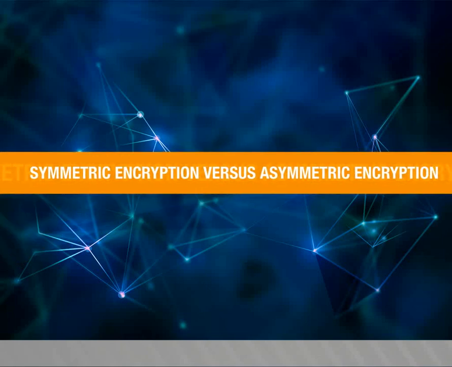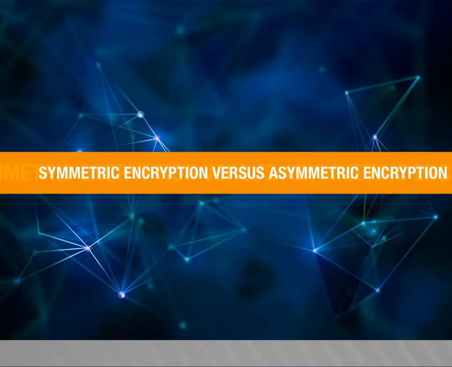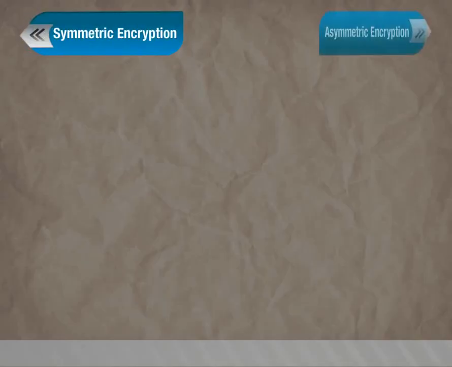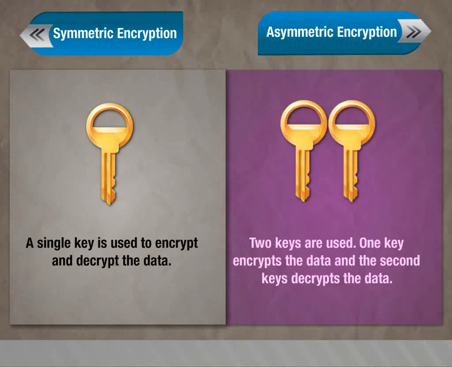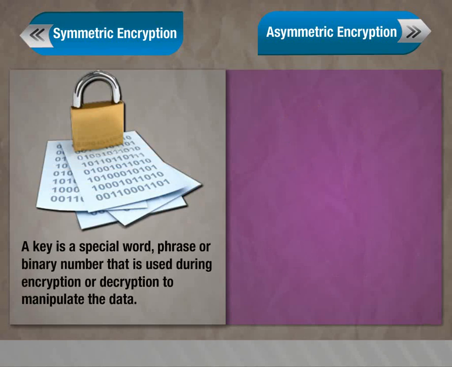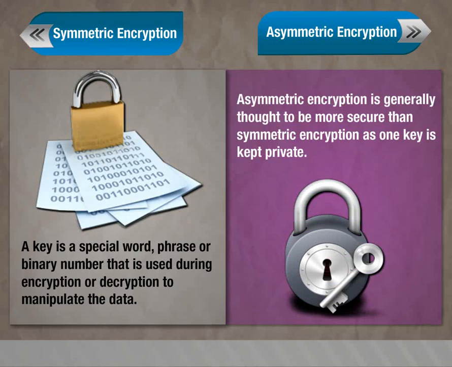Symmetric encryption versus asymmetric encryption. In this video, we are going to see about symmetric encryption versus asymmetric encryption. In symmetric encryption, a single key is used to encrypt and decrypt the data. In asymmetric encryption, two keys are used: one key encrypts the data and the second key decrypts the data. A key is a special word, phrase or binary number that is used during encryption or decryption to manipulate the data. Asymmetric encryption is generally thought to be more secure than symmetric encryption as one key is kept private.